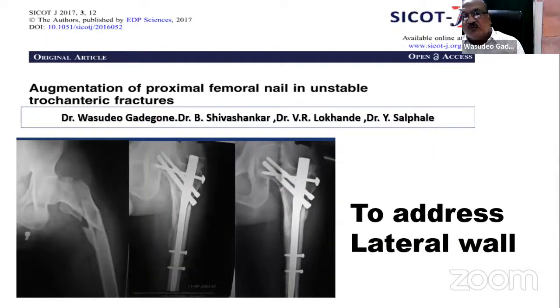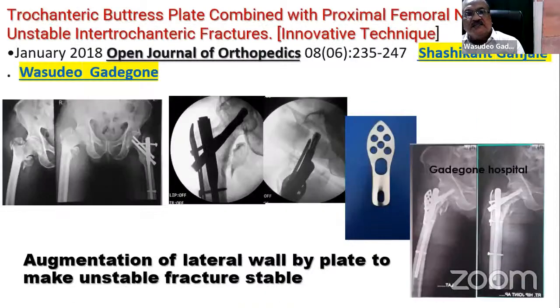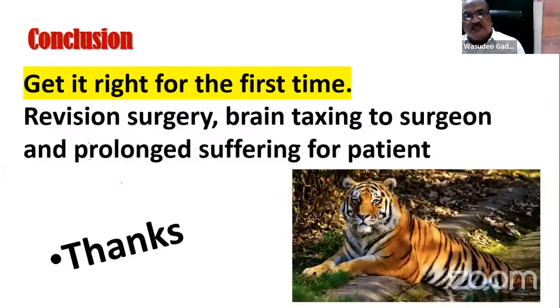And address the lateral wall by screw, address the lateral wall by plate, augmentation of the lateral wall by plate to convert an unstable construct to a stable construct. And in conclusion, get it right the first time. Revision surgery is brain-taxing to the surgeon and prolonged suffering to the patient. And I tell you, don't take intertrochanteric fracture as a simple fracture. It's the most difficult fracture.